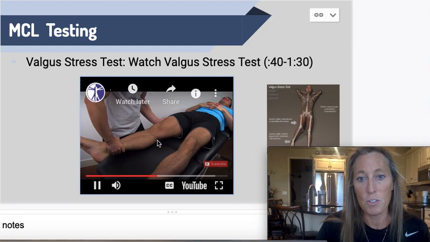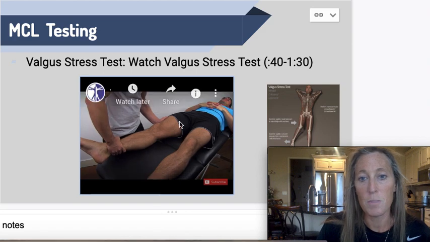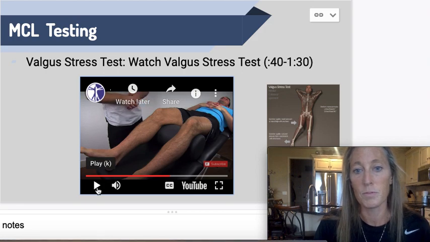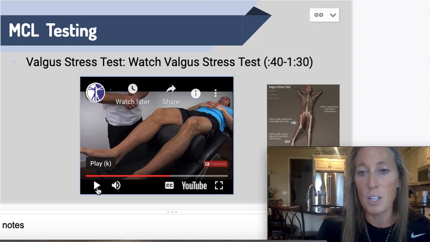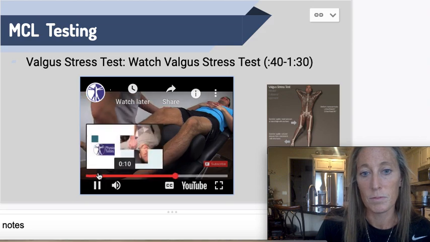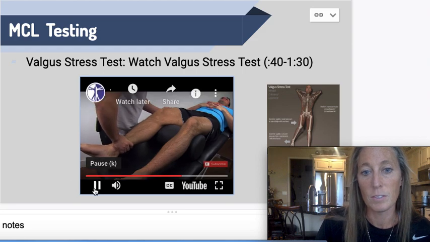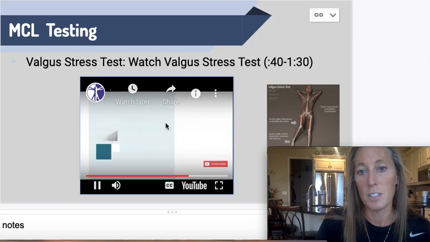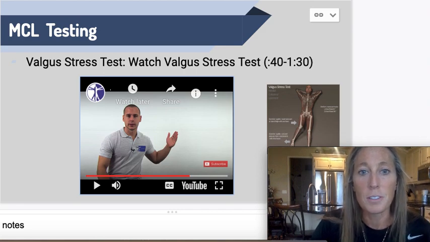You're looking for excessive gapping right here on the medial side and the reproduction of pain. If your MCL is intact, you're not going to get that movement. Consequently, perform the same test with the knee in 20 to 30 degrees of flexion. They would also do that same thing with 20 to 30 degrees of flexion. Again, you're looking for excessive gapping on the medial side. The gapping would be right here. They would be able to see that. That is an MCL strain or MCL tear.